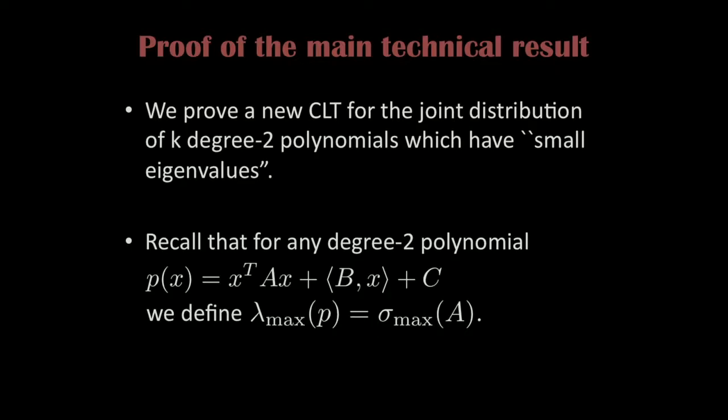I'm going to show that if I am given a collection of k degree 2 polynomials, all of whose largest eigenvalues are very tiny, then their joint distribution looks like a normal in a certain metric. Tiny compared to the variance. Tiny compared to the variances.